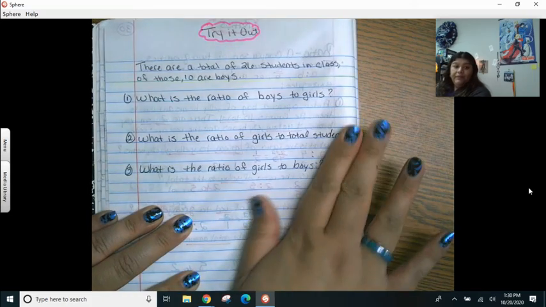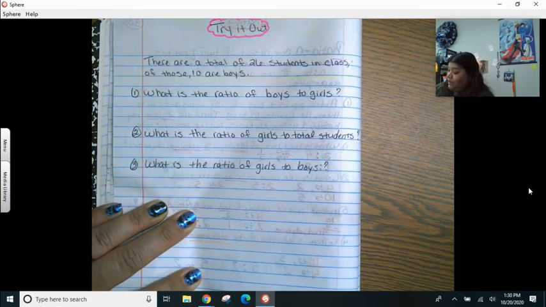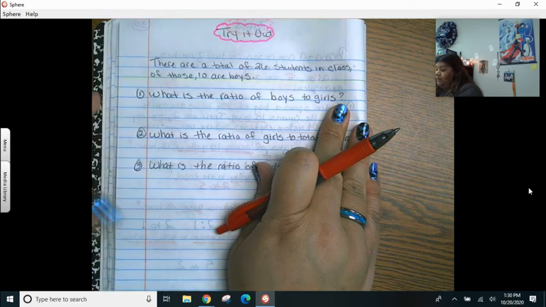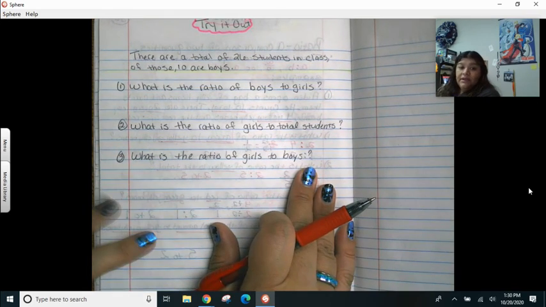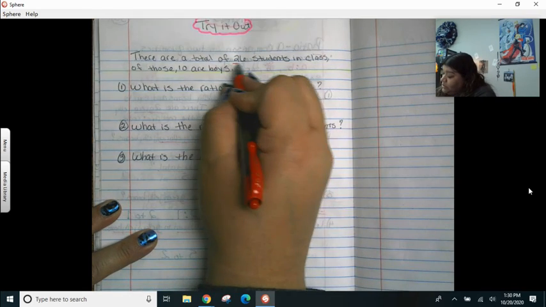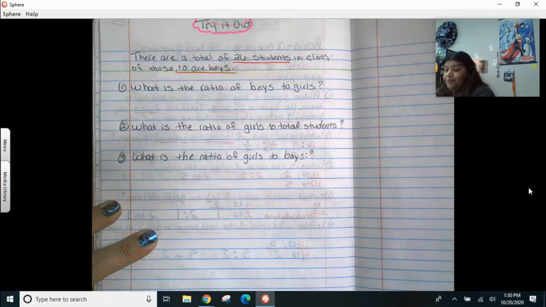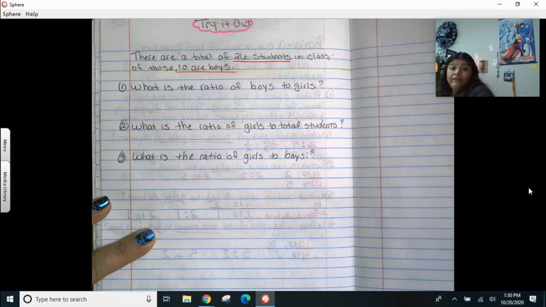All right, let's see. I'll use my red pen. Like this. See if that works. All right. So there are a total of 26 students in class. Of those, 10 are boys. Okay, so that is what we know. We have 26 students in class and 10 of them are boys.